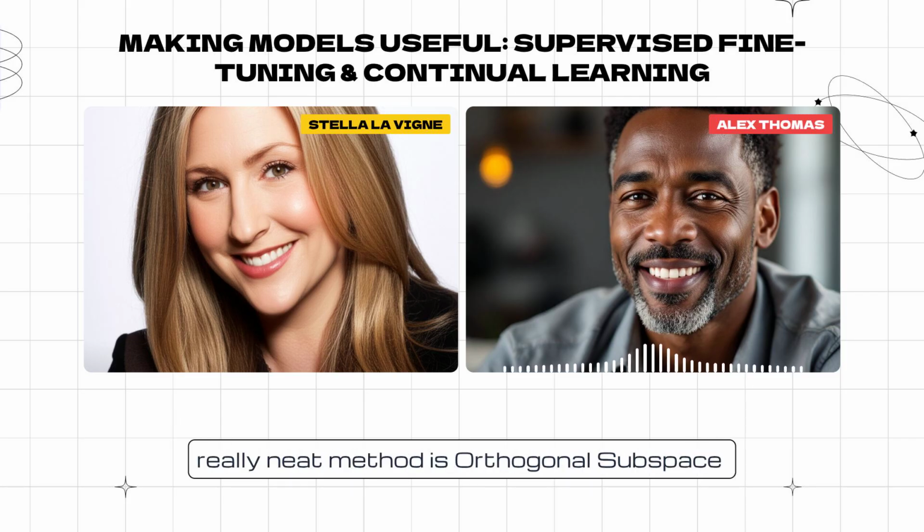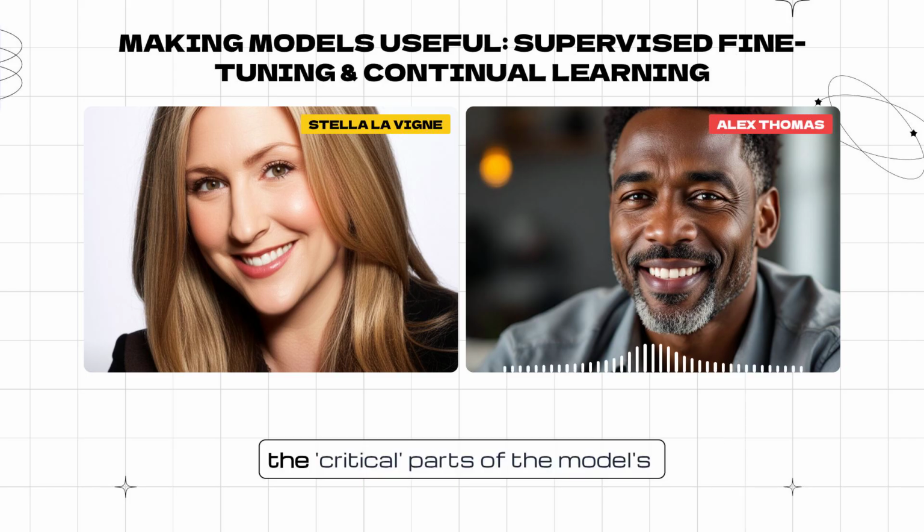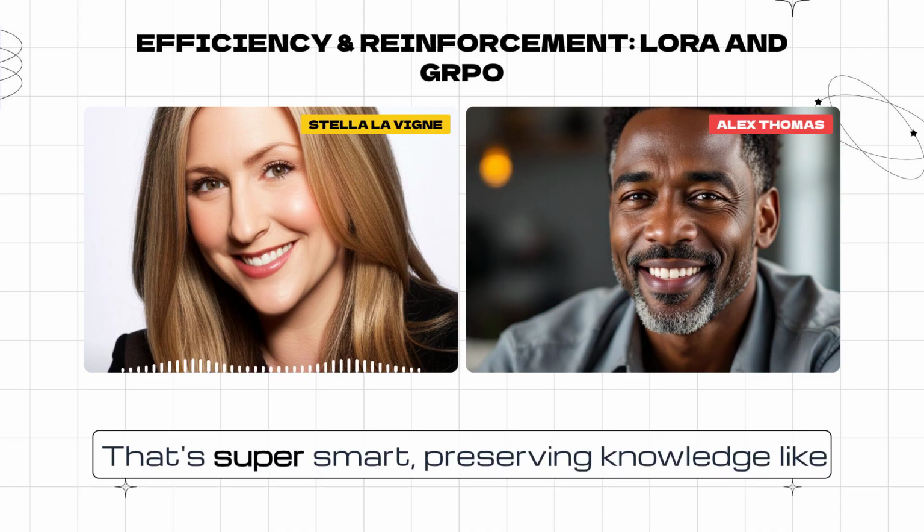One really neat method is orthogonal subspace fine-tuning, or OSFT. It cleverly identifies the critical parts of the model's knowledge and freezes them so they don't get overwritten. Then it only allows new learning in the leftover parameter space, ensuring it retains previous capabilities while adapting to new tasks. That's super smart, preserving knowledge like that.